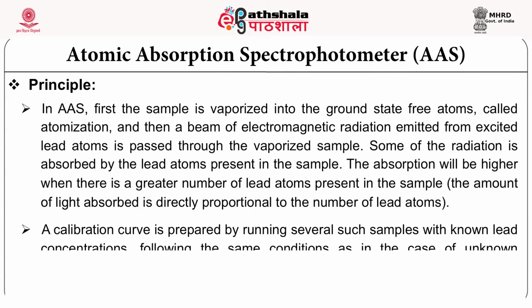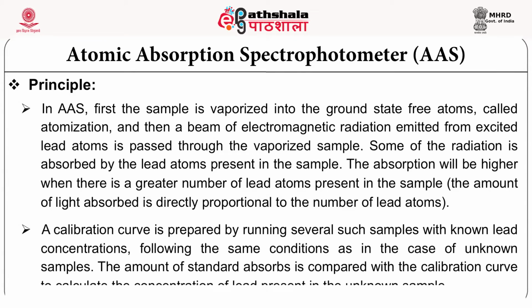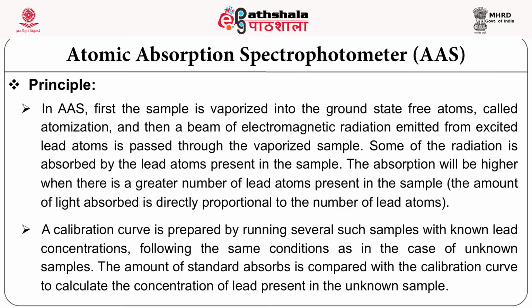A calibration curve is prepared by running several such samples with known lead concentrations following the same conditions as in the case of the unknown sample. The absorbance of the unknown is compared with the calibration curve to calculate the concentration of lead present in the unknown sample.